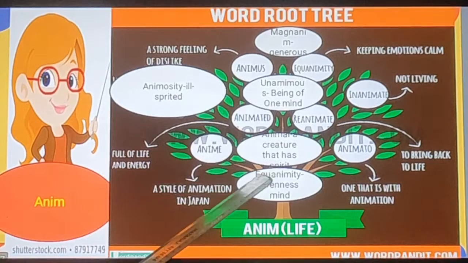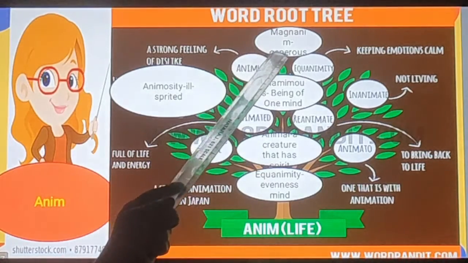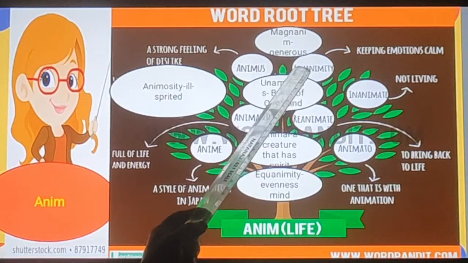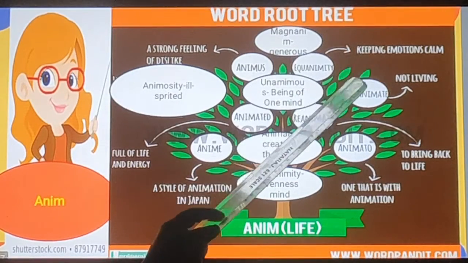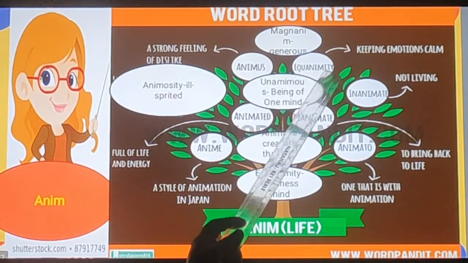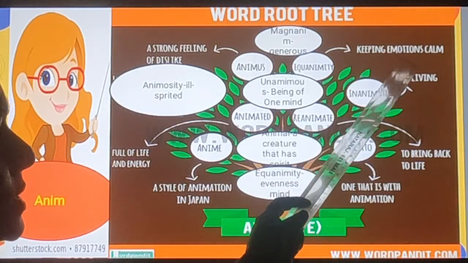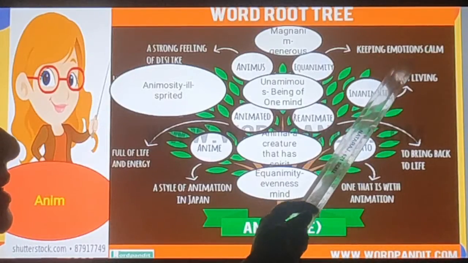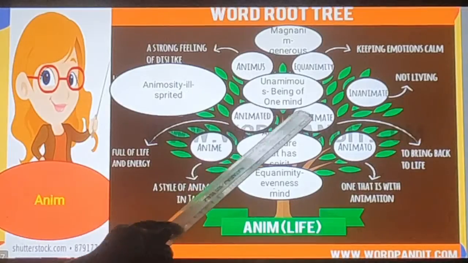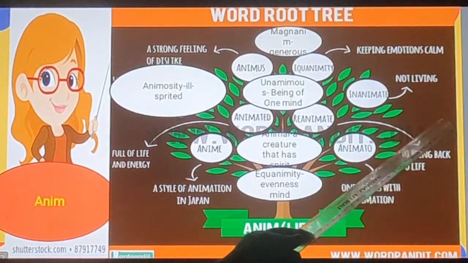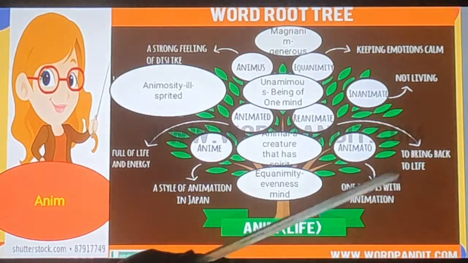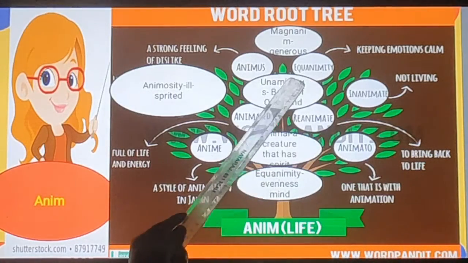Okay. Now look at this. Magnanimity. Magnanimity means generous. And equanimity. Equanimity means keeping emotions calm. Okay. Equanimity means keeping emotions calm. It means showing emotions and feelings calmly. That is called equanimity.